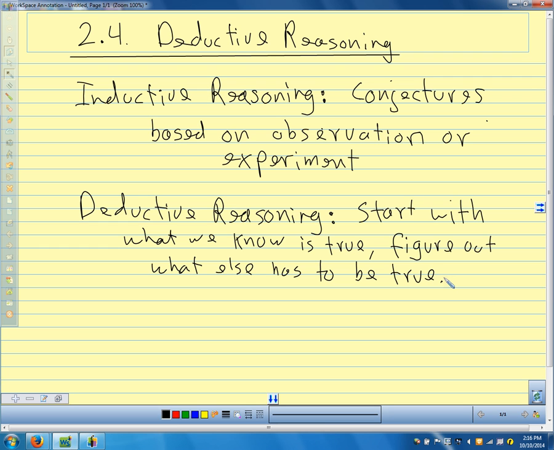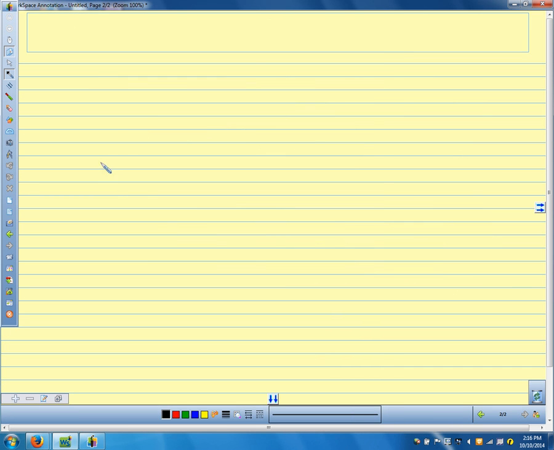We start with what we know is true, and then we use logic to figure out what else has to be true. That's called deductive reasoning. Now we're going to talk about two ways that we're going to use deductive reasoning. So everybody good with the difference between the two? Okay? The first way that we're going to use deductive reasoning is called the law of detachment.